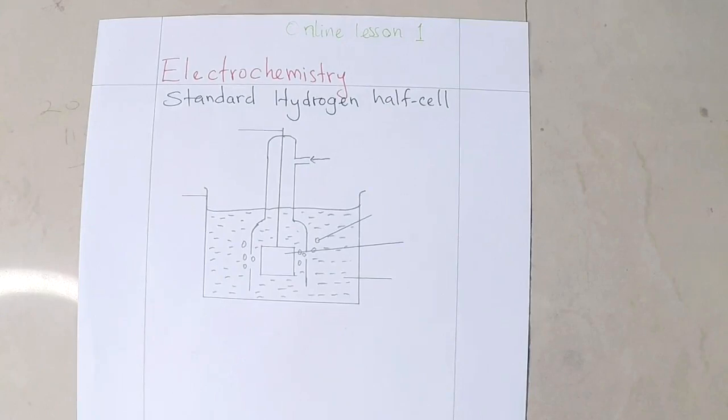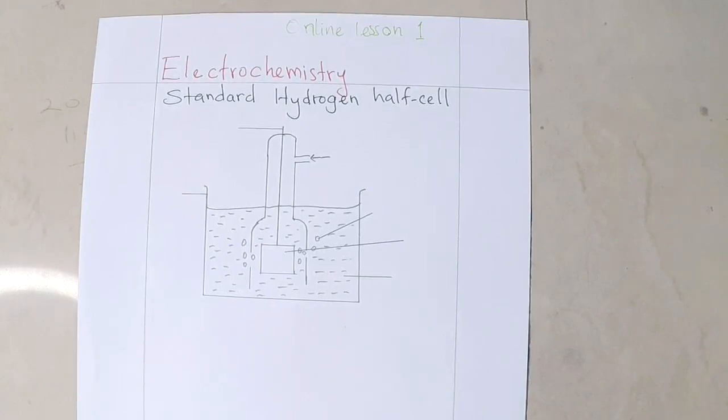Just before you went home, we were dealing with the topic of electrochemistry. Today we're going to move on with one lesson that is going to tell us a little bit more from where we left. We'd already talked about oxidation numbers, how to calculate them, what electrochemistry is, and all the other introductory stuff. For today, we're going to look at the standard hydrogen half cell.